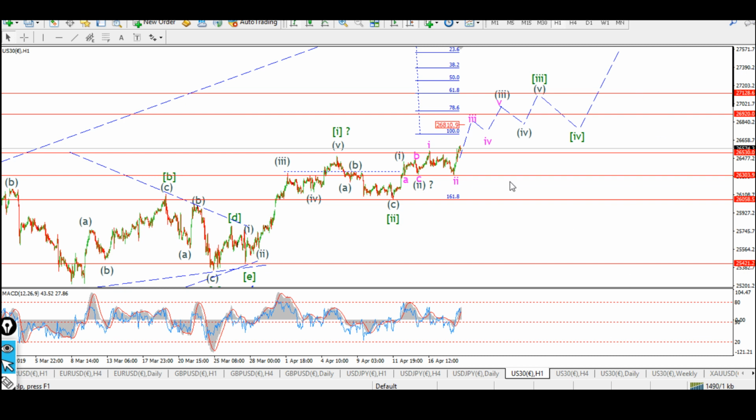Okay, outlook for next week is still, let's see if we can complete this third wave up over the next week or so. And you want to see that 26,303 hold. Alright, let's move on to gold.